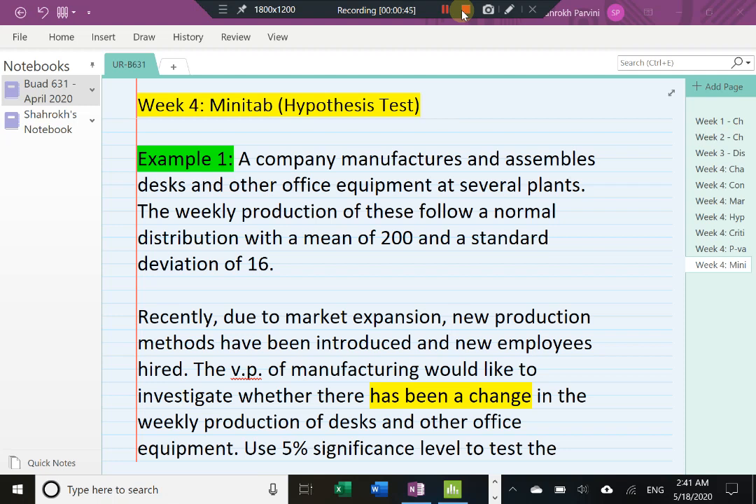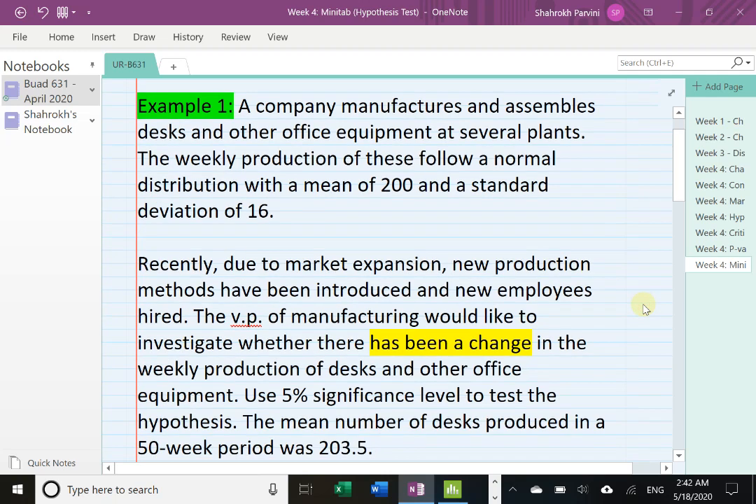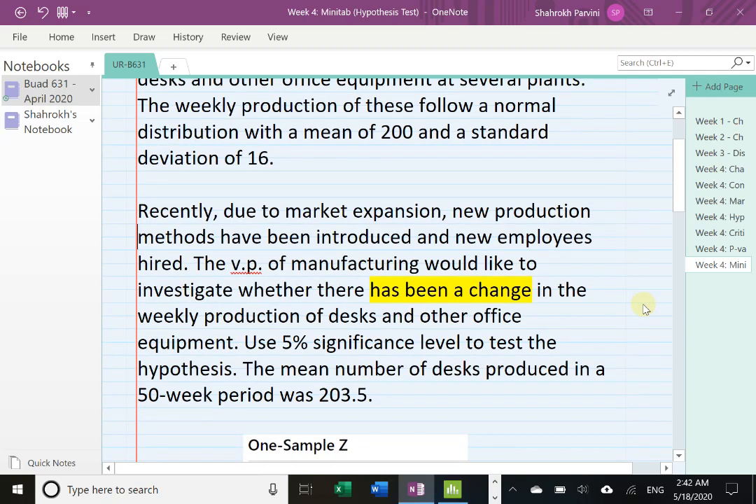Example 1: a company manufactures and assembles desks and other office equipment at several plants. The weekly production of these follows a normal distribution with a mean of 200 and a standard deviation of 16. Recently, due to market expansion, new production methods have been introduced and new employees hired. The VP of manufacturing would like to investigate whether there has been a change in the weekly production of desks and other office equipment. And we're going to use alpha 0.05, 5% significance level, to test this hypothesis.